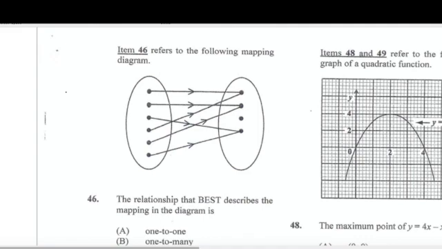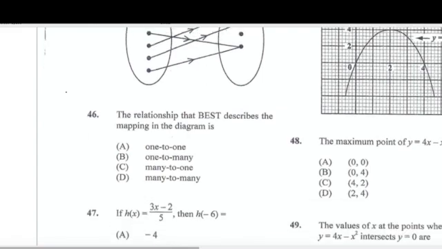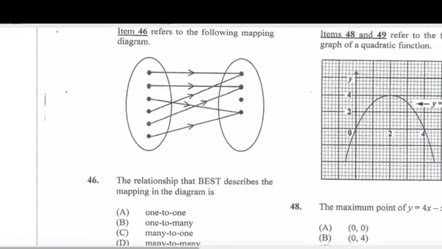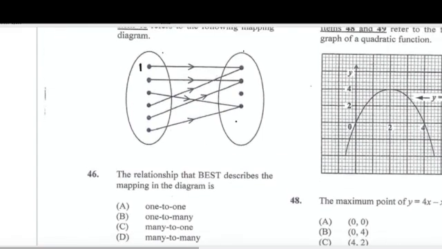Alright, so functions and relations for number 46. The following mapping diagram. So I could see here the relationship that best describes the mapping is many to one. Each one of these goes, we can have many of these, so this one and this one going to this one. So many to one. So it's C.